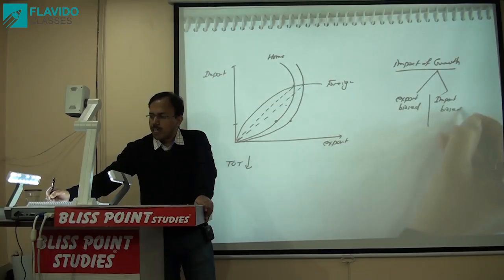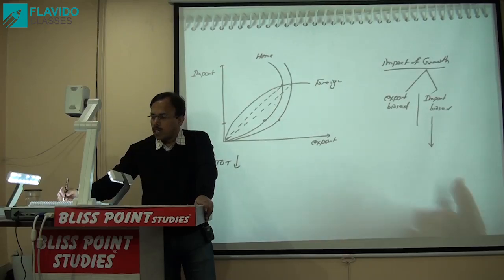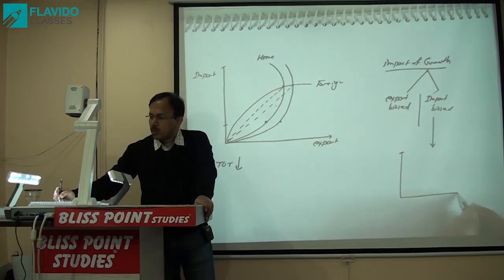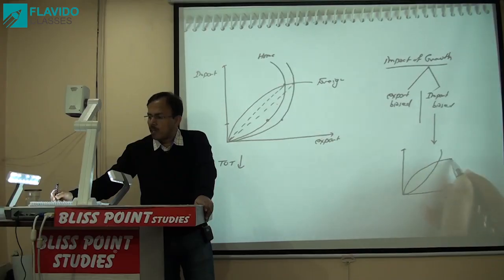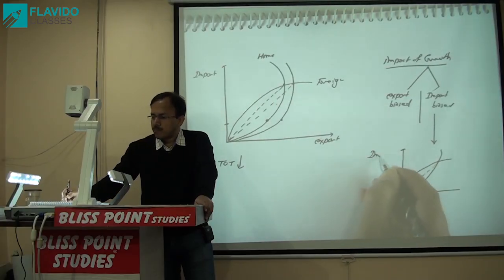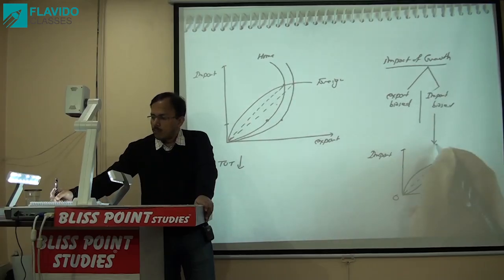But what will be the diagram in the case of import bias growth? In the case of that import bias growth, if you have drawn this offer curve for home country and foreign country and then determine this terms of trade, but now growth is in the import sector, so how it is affected? बताइएगा growth अगर home country में हो रहा है.